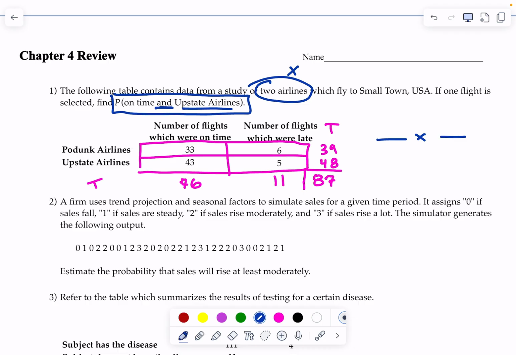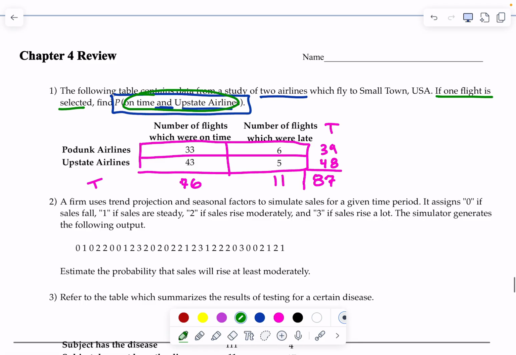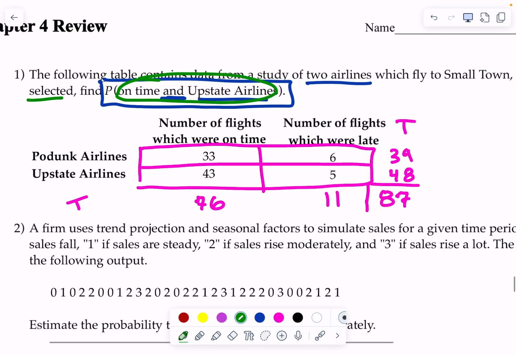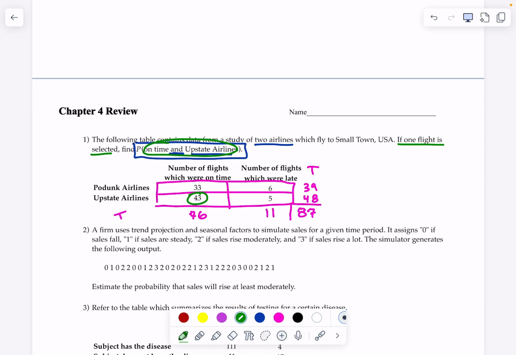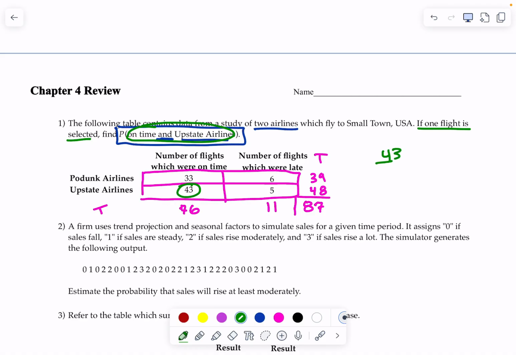Oh, wait, wrong. We're studying the 2 airlines, but we're only selecting one flight. If one flight is selected, find the probability that they are on time and Upstate Airlines. So they want to know, of this table, which number is on time and Upstate? 43. On time and Upstate is 43 out of 87. That was tricky. One flight, that's how you know we're only picking one flight.